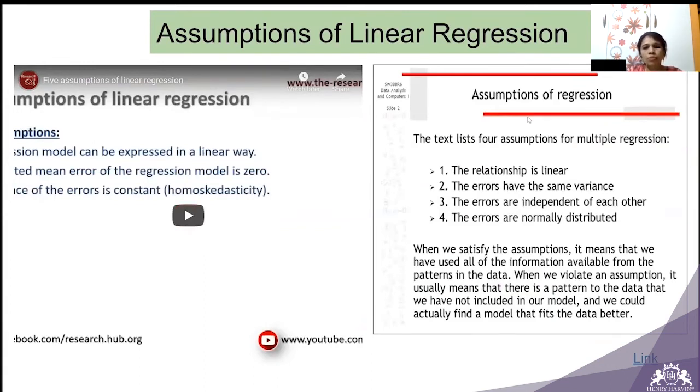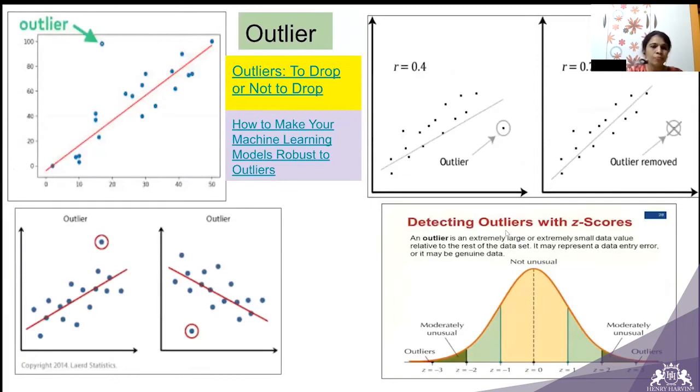So what are the assumptions we consider in linear regression? These four assumptions we should remember. The relationship is linear. The errors have the same variance. The errors are independent of each other. The errors are normally distributed. So these are the four assumptions we keep in linear regression.